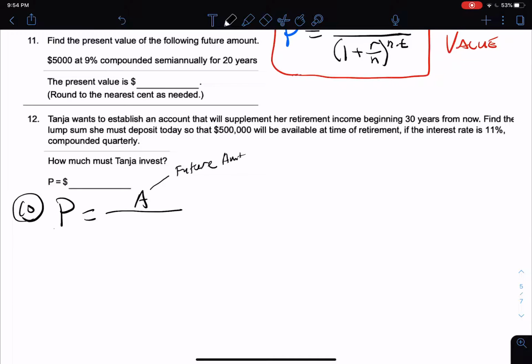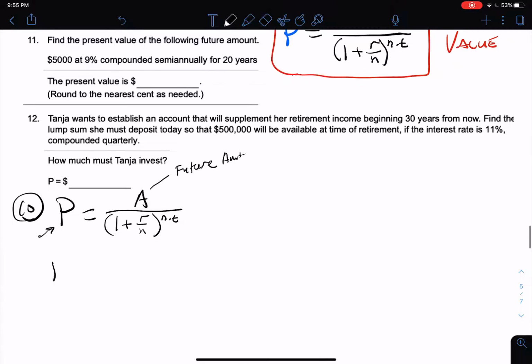And this is your present amount that you have to start with to make that goal happen. And then the rest of it: 1 plus the interest rate divided by the compounded periods, raised to the compounded periods times time. So what does this look like? My principal, you could think of it as your present value, your starting seed money.